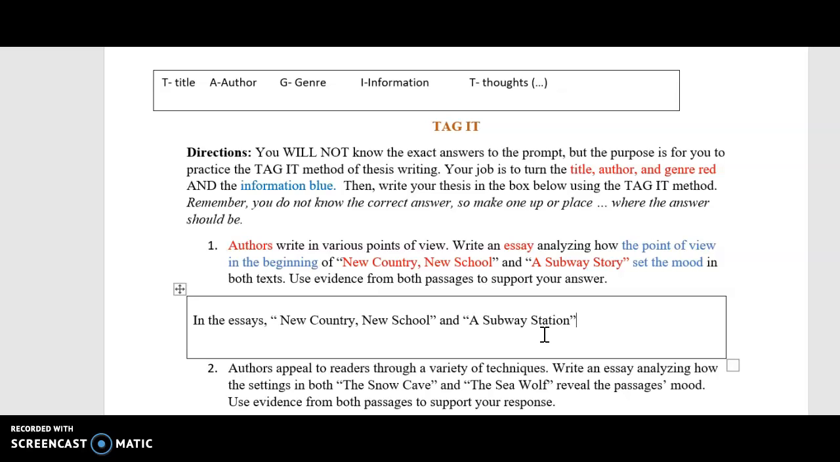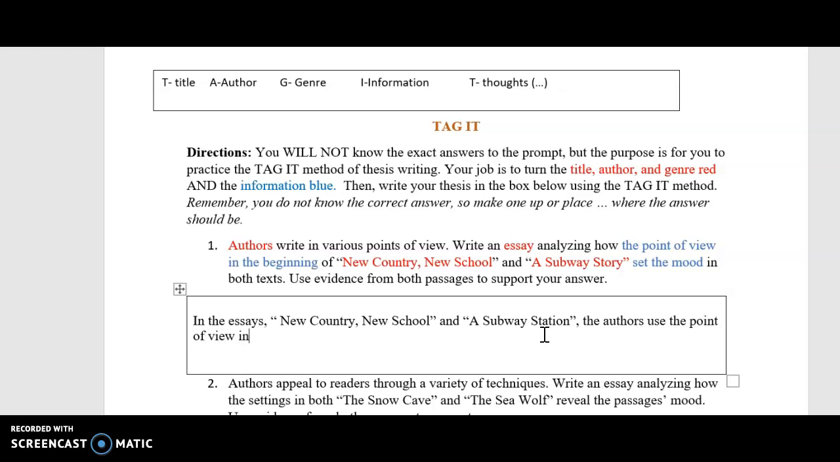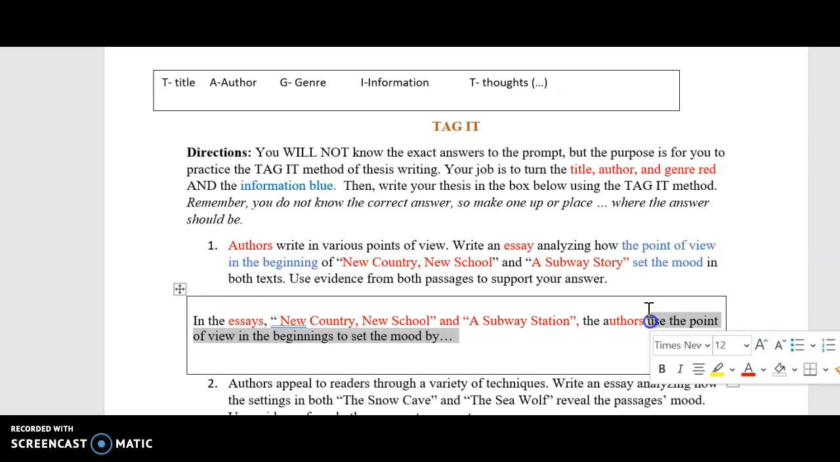You can say the author uses the point of view, add your information, in the beginning to set the mood by, and then this would be where you would put your answer. We obviously didn't read it, so the only thing you have to add right here is dot dot dot because we don't have our thoughts, okay? So that's all you're doing. So notice we say essay here, it says essay here. We give our titles, "New Country, New School," "A Subway Station." We say the author. And then we give our information, which is in blue. So your whole thing pretty much is color-coded except for your fill-in words.